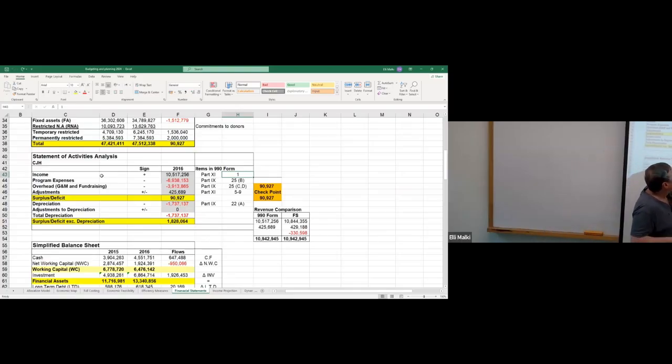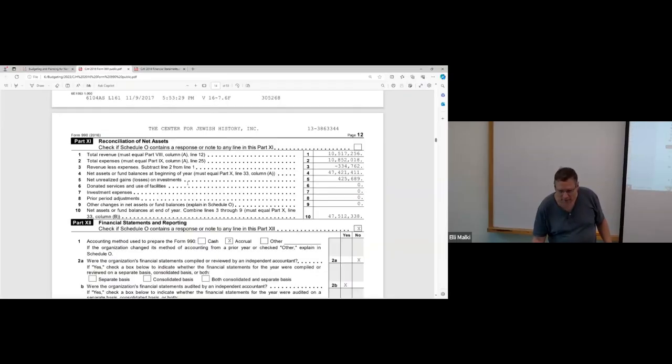So now we have to go to part 9, lines 25, B, C, and D. So let's look at that. This is something similar to what we have seen. So let's go to the 990 form and go to part 9.